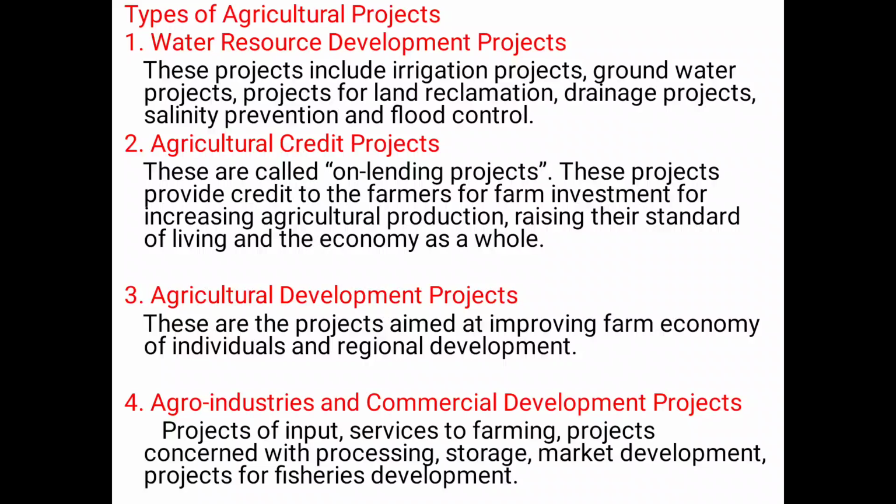First is the water resources development project. This project includes different irrigation projects. For example, irrigation project, groundwater project, project for land reclamation, drainage project, salinity prevention, flood control. Those are the different types of agriculture projects for increasing the water in an area.